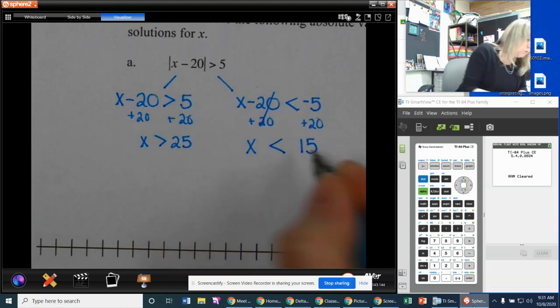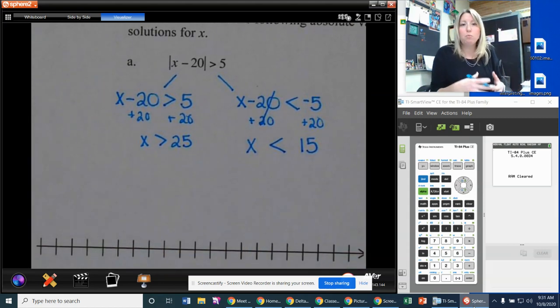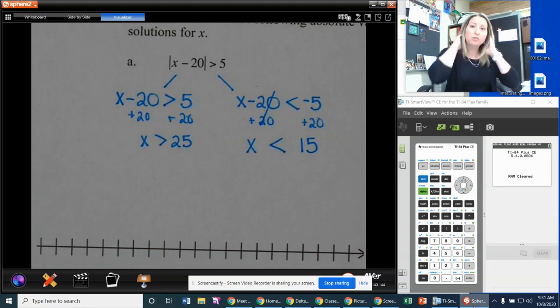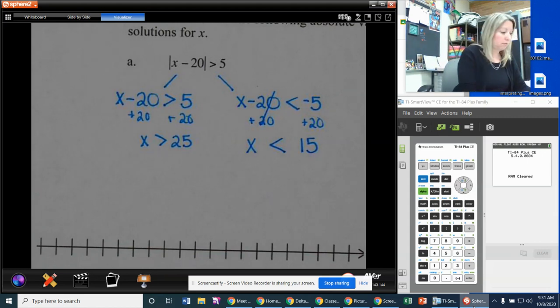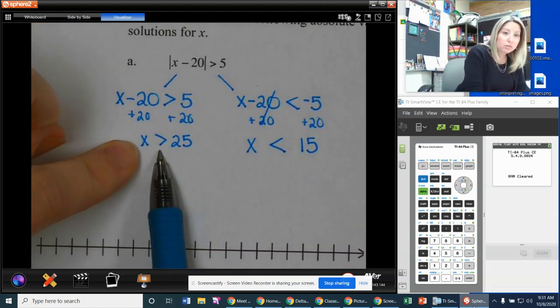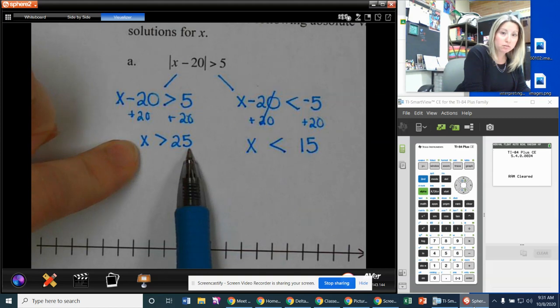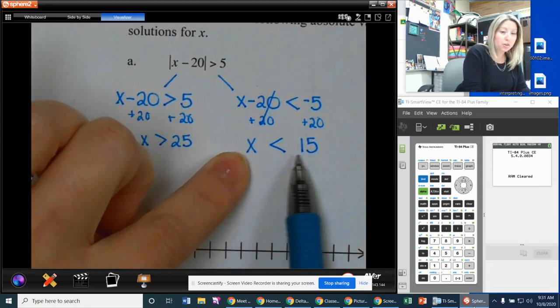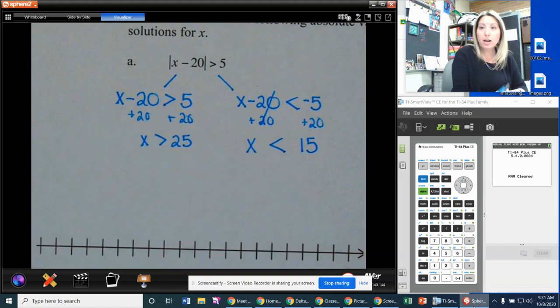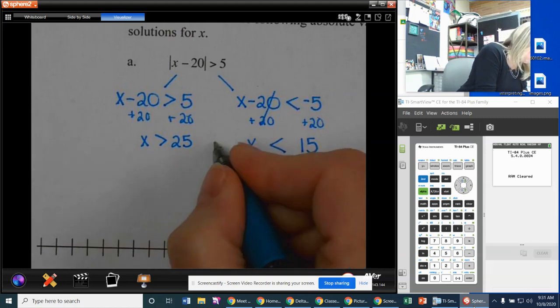So you've got two things here. And when you go to graph them on a number line, I just want you to read what they say, right? X is greater than 25. X is smaller than 15. Are you ever going to have anything that's greater than 25 and smaller than 15 at the same time? No. This is an OR.